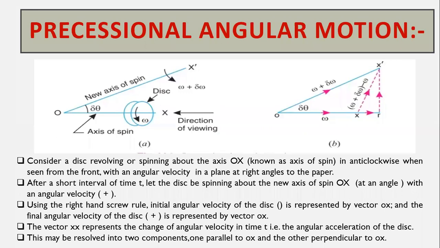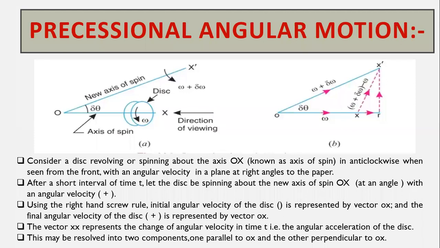This may be resolved into two components. The first one is parallel to OX and the second one is perpendicular to OX. These two components change the angular direction of the disk. This is called the active force and reactive force, and these two combine to form a gyroscopic couple, and this gyroscopic couple is the best example for precessional angular motion. So these are the basic components.